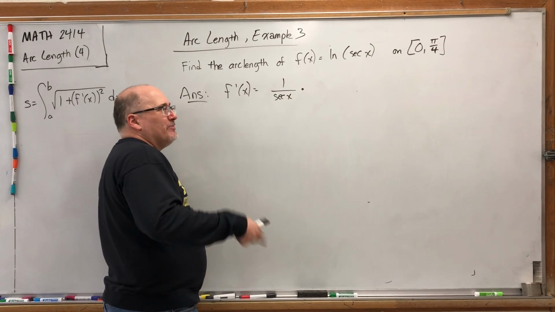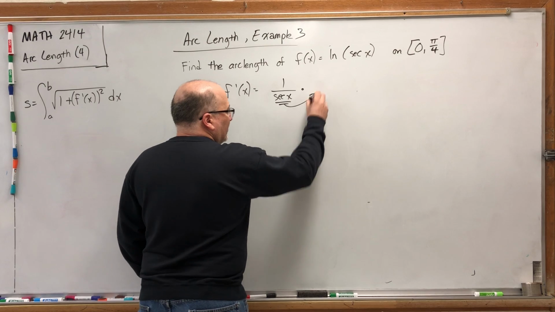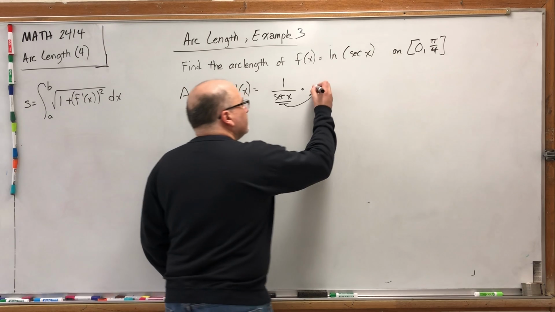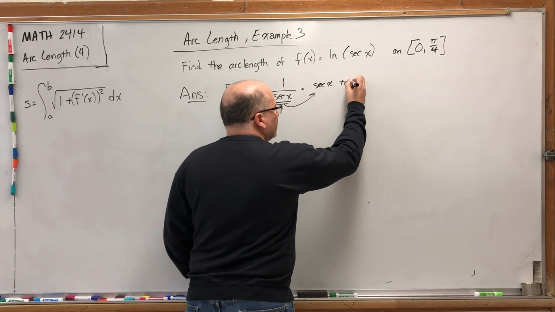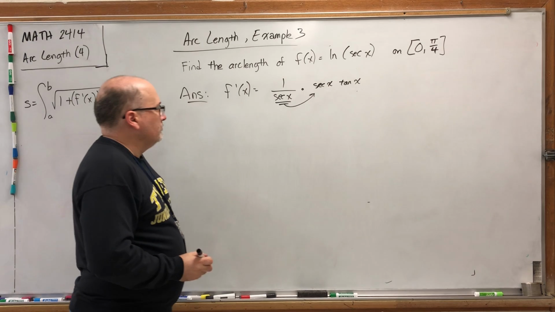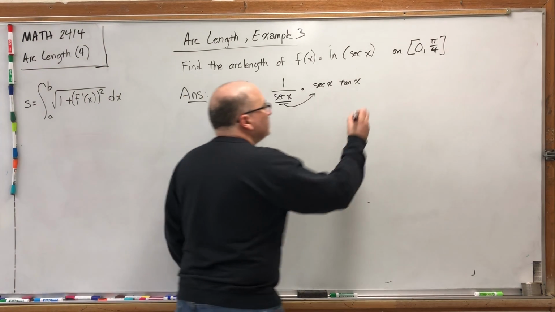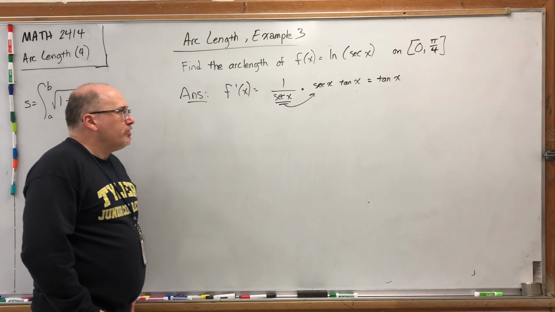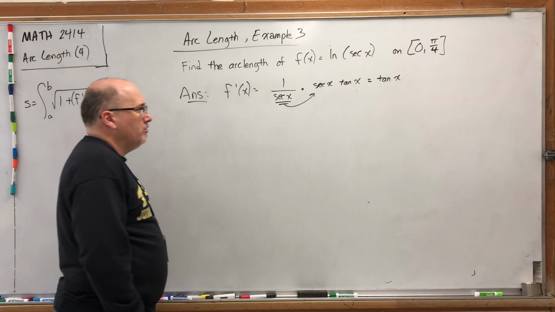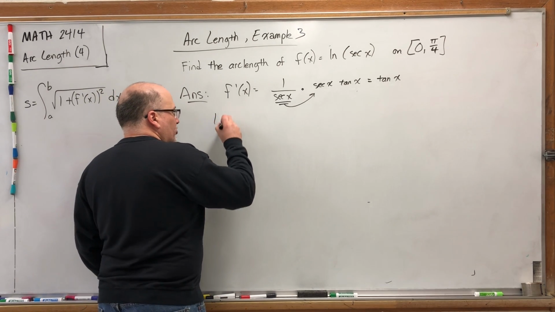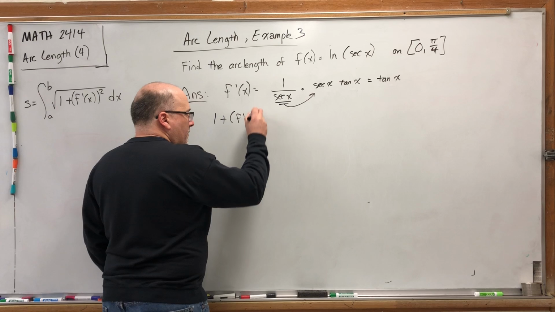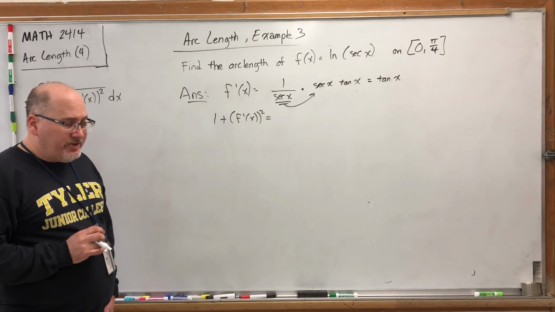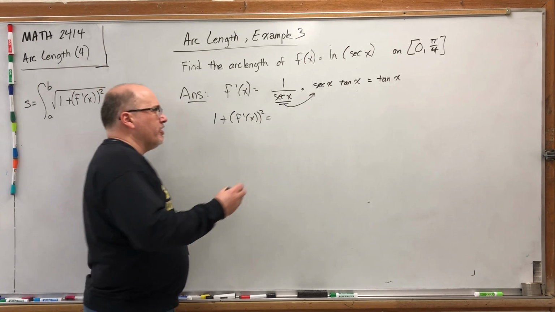Then the chain rule says times the derivative of the inside. So we need to multiply times the derivative of secant, which is secant tangent. Well, the secants cancel. And so the derivative of that is just tangent. Well, that's not too bad. Let's go ahead and set up 1 plus the square of the derivative. The derivative is tangent, so its square is just tangent squared.